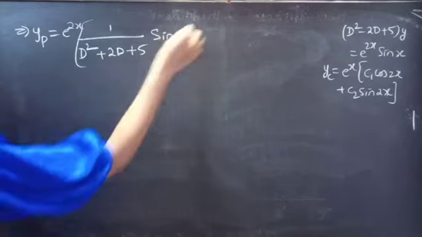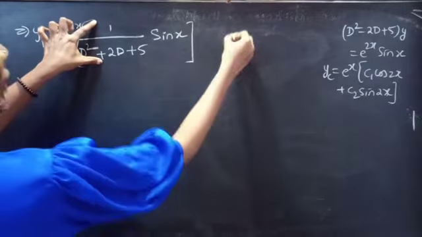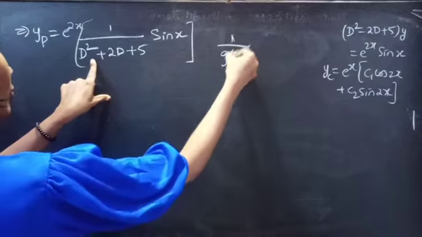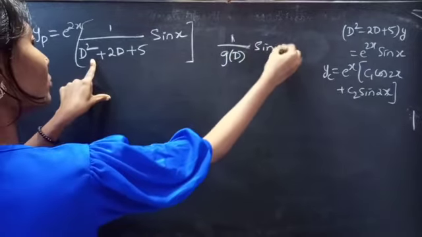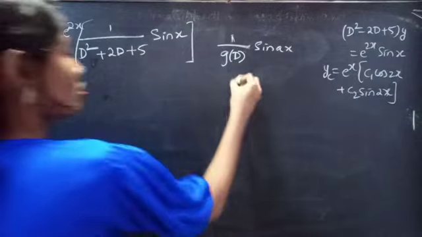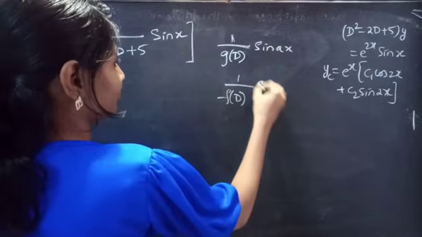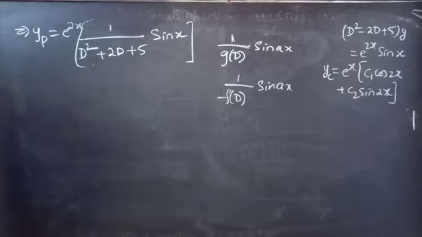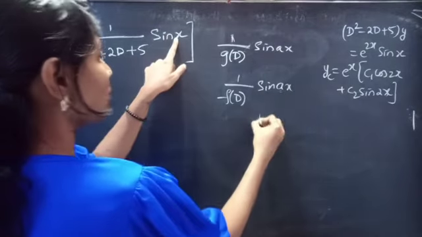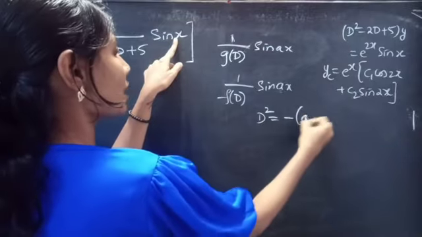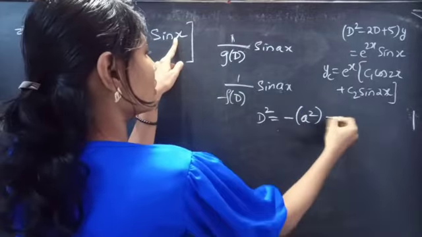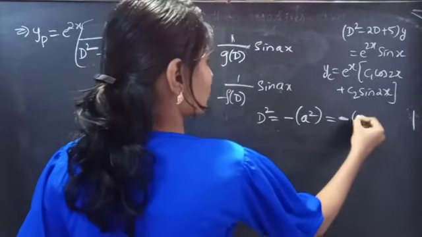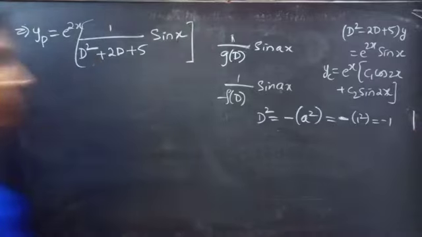See here the term under the bracket is of the form 1 by some function of d into sin ax, right? Otherwise, this is a known form: 1 by f of d into sin ax. Now for a equals 1, we need to find d square, which is given by minus a square. For a equals 1, you'll get minus of 1 square, which equals minus 1.